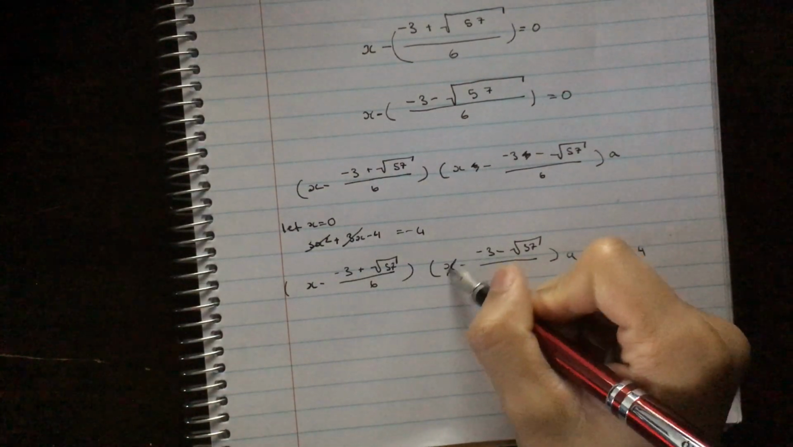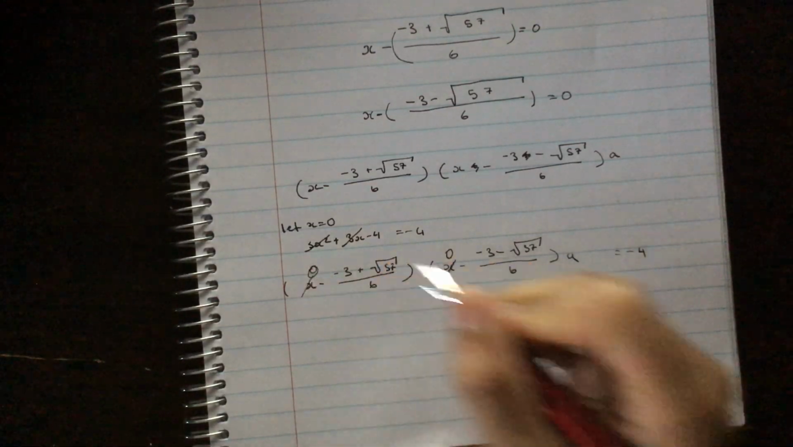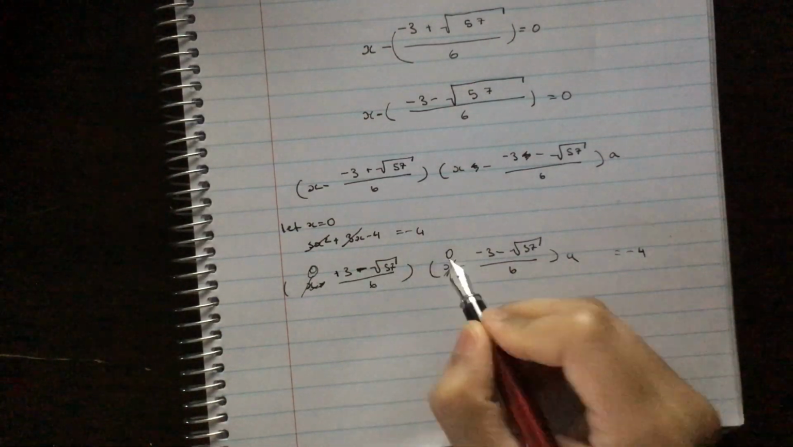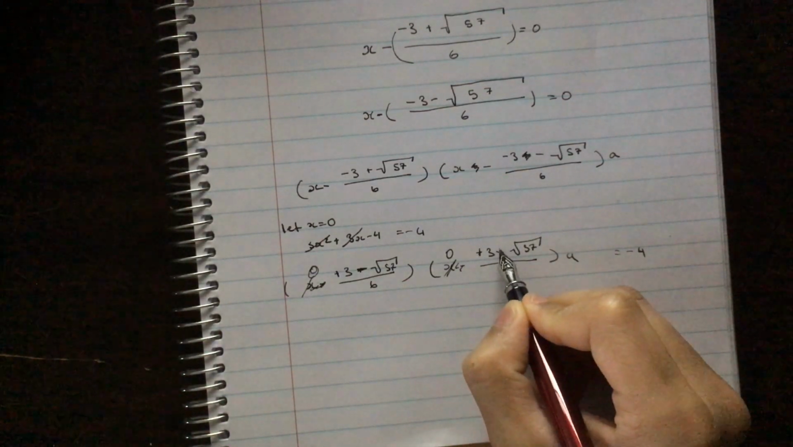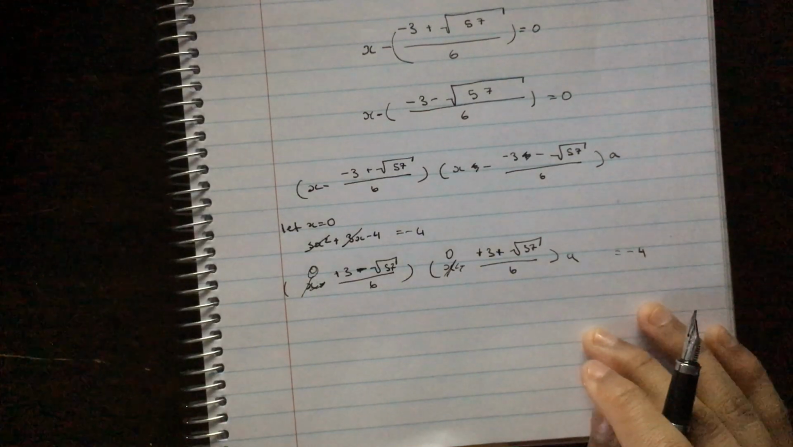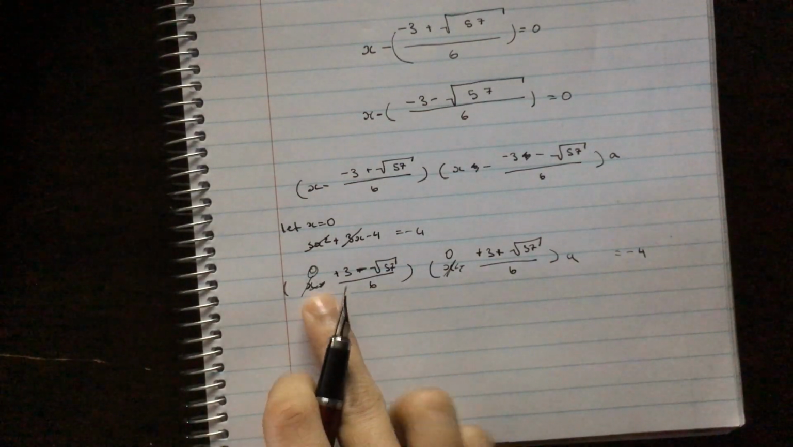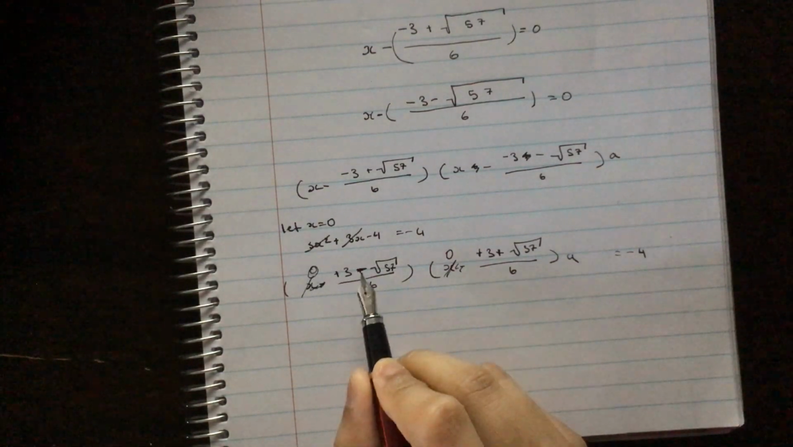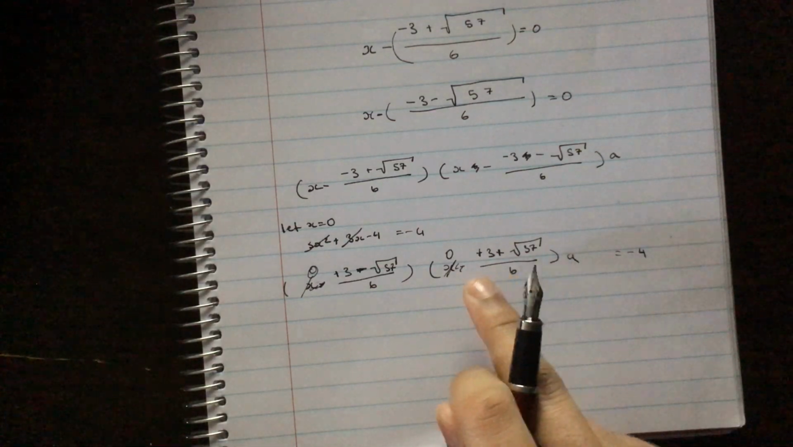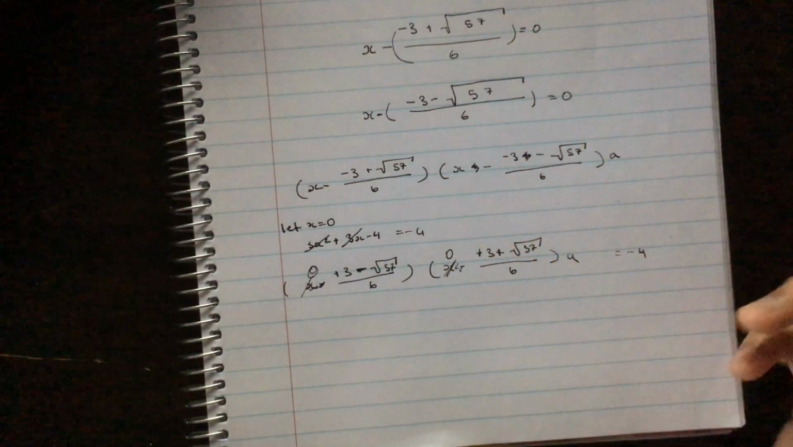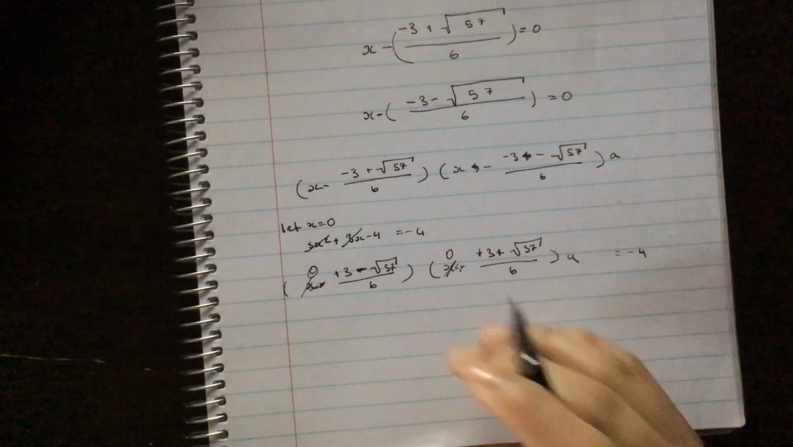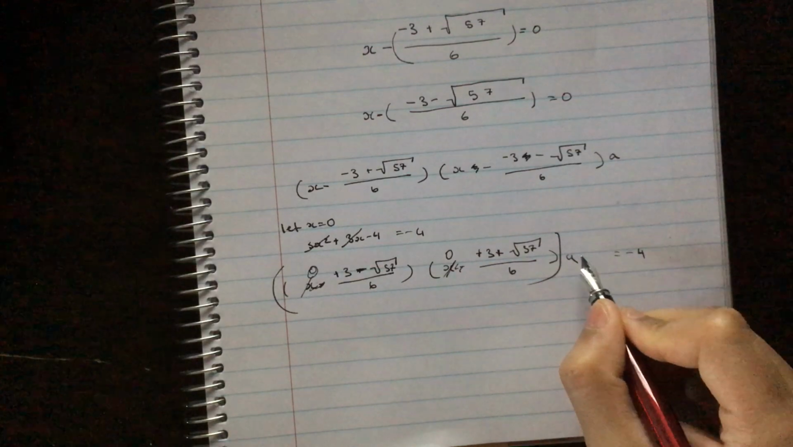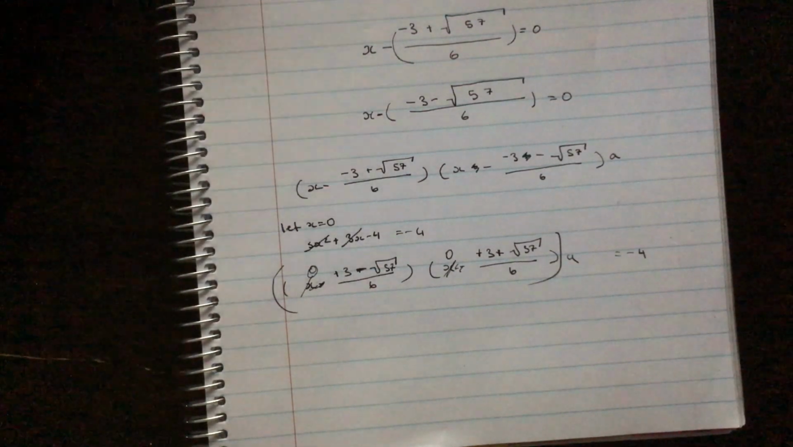So this becomes 0, this becomes 0, and now we have plus, subtract, plus. Okay, so that's what we have. Since we have a negative 1 right here, we're going to distribute the negative 1, and we get plus 3 subtract the square root of 57, and then we get plus 3 plus the square root of 57, all over 6. We multiply it out, and if we multiply this term right here by a, it should give us negative 4.